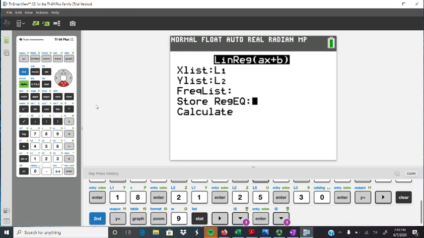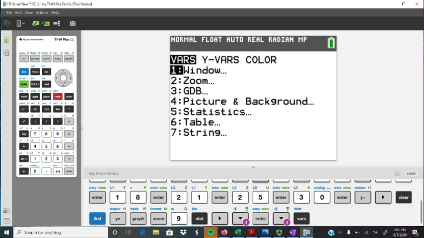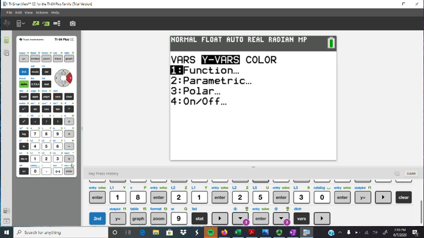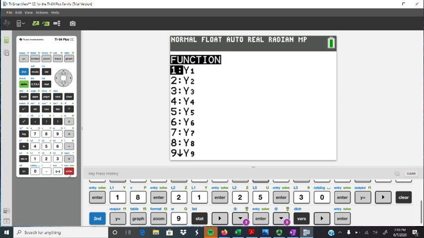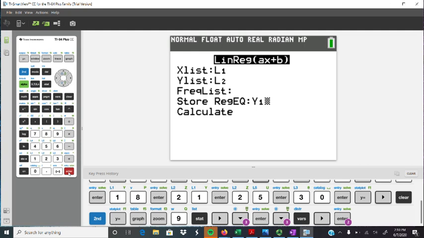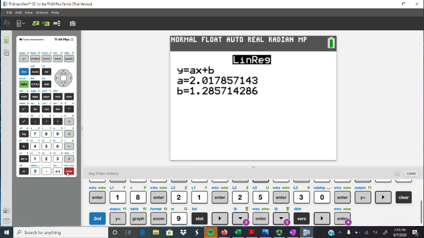And let's say we want to do that. The way we do that is we go vars, and then we want y vars and function. Hit enter. I'm going to put that in y1, so that's a good spot for it. And then we go calculate. It gives me my value of a and b. The a number here represents my slope, and the b number represents my y-intercept.